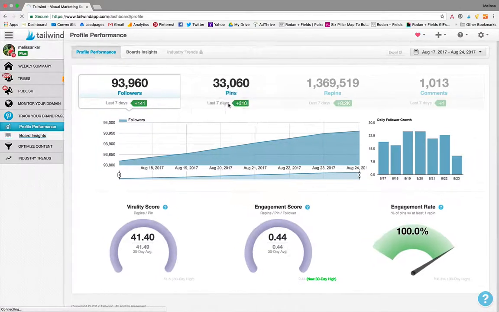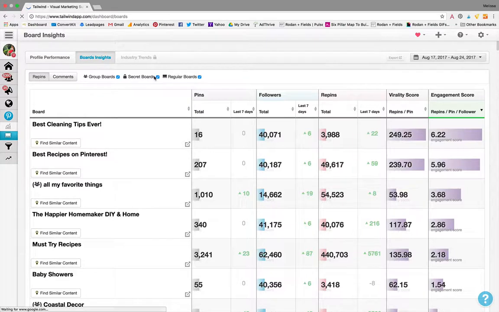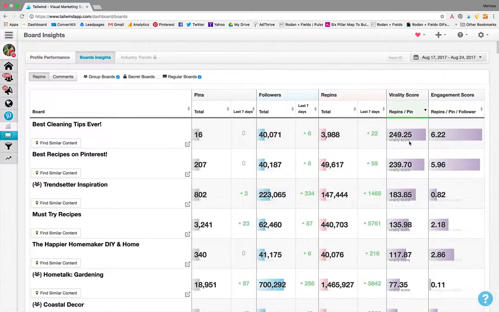Board insights, it's good to look at. I don't go overboard here, but I took off the secret boards, and if I look at my group boards and my regular boards here, it lists them. Right now it's listed by engagement score. So I like to go by virality score. Either one of those is good for me.